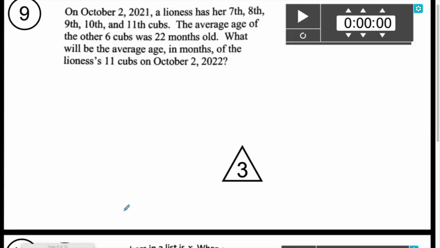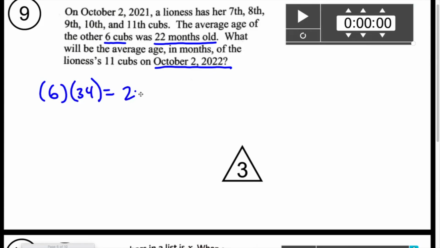Okay. So again, we're really interested in totals here, but we've got to read it carefully. The average of the first 6 cubs was 22 months old, but we're looking at a year after that. So they're going to age 12 months. So the average of these 6 cubs is now going to be 34 months old. If I want to find the total that would give me that average, I'm going to do 6 times 34. So 6 times 34, that's 204 total months for those 6 cubs.